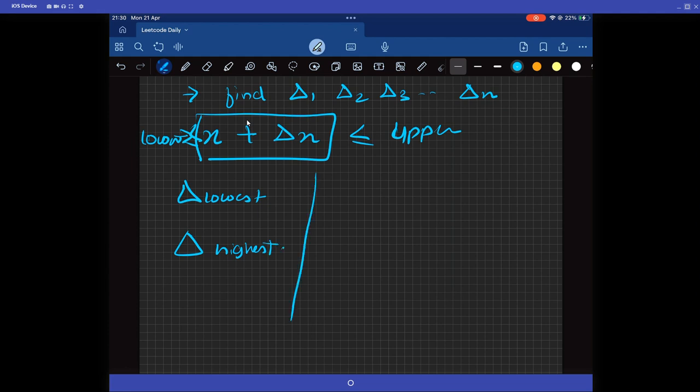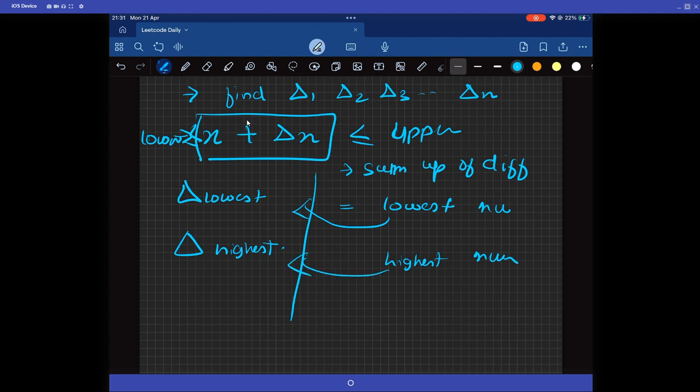That can be done by summing up the differences. When we sum up the differences, the lowest number will be the lowest delta, and the highest number corresponds to the highest delta. When we add x plus delta lowest, it should be greater than or equal to the lower limit. Similarly, x plus delta highest should be less than or equal to the upper limit. If this can be done, we can easily find the possible sequences.